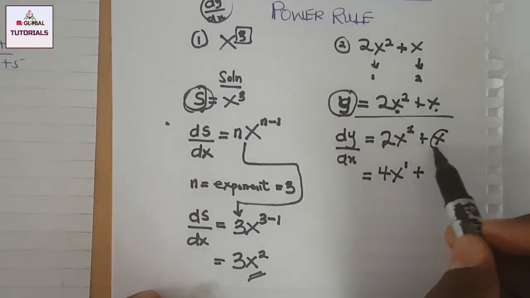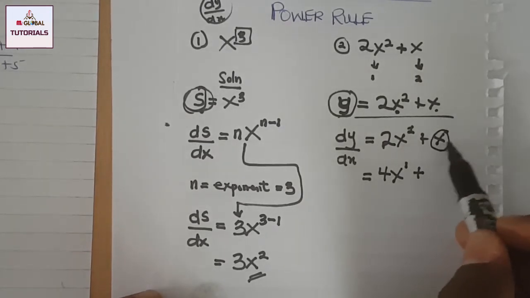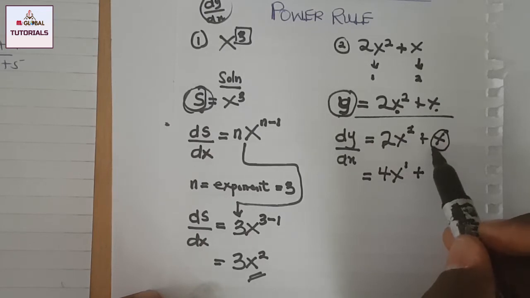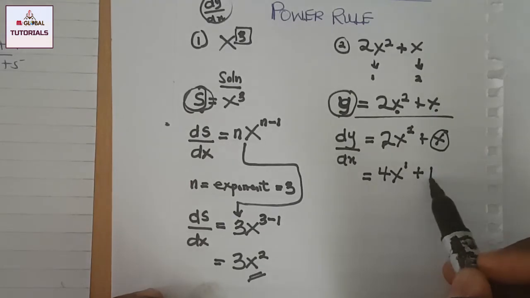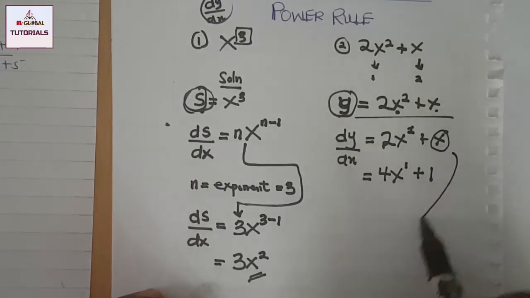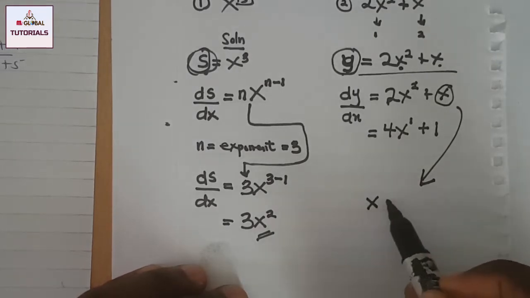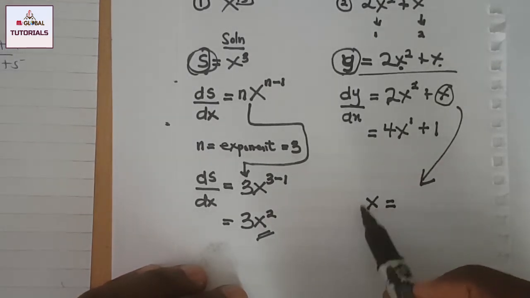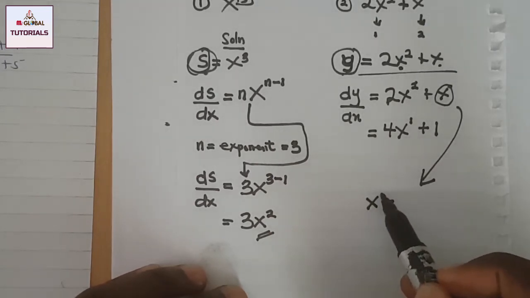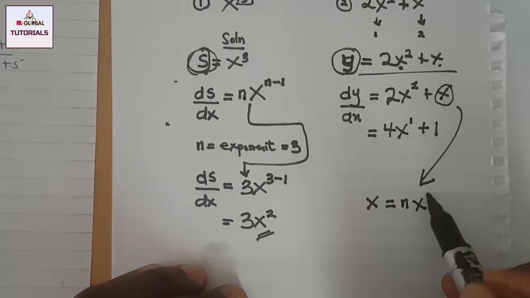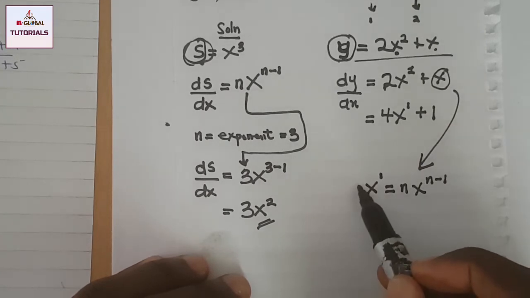And when you differentiate an independent variable which has a coefficient of 1 and a power of 1, it is what? 1. Let's take this one alone and work it here. Why am I saying this? x has a coefficient of 1 and a power of 1. So it says n x to the power n minus 1. The power here is 1, and the coefficient is 1.